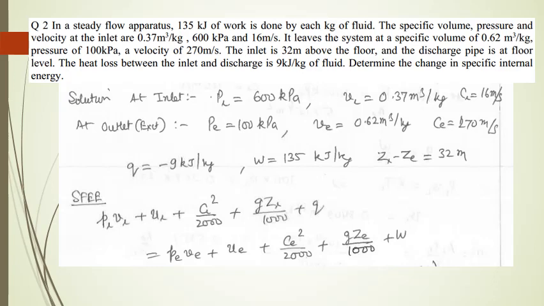Now the steady flow energy equation has been written. Here the enthalpy term has been substituted with PV plus U. So instead of Hi we have written PiVi plus Ui, and instead of He we have written PeVe plus Ue.